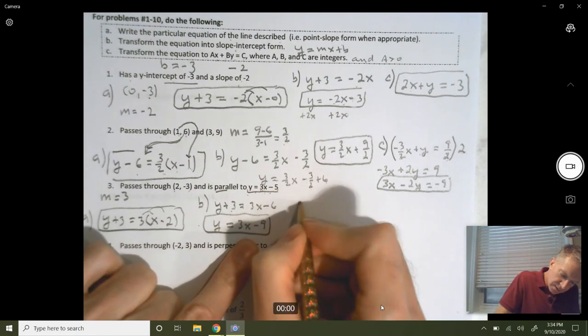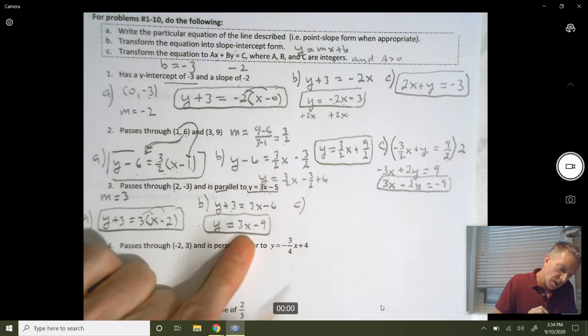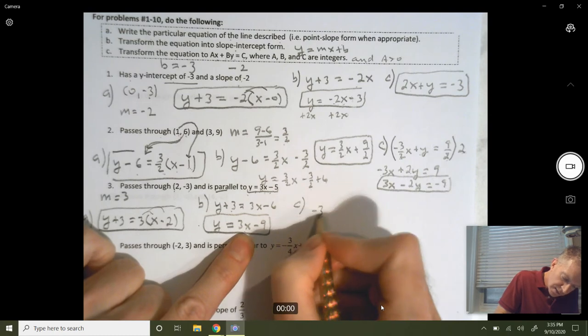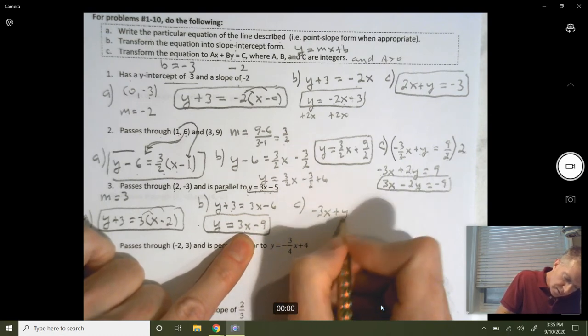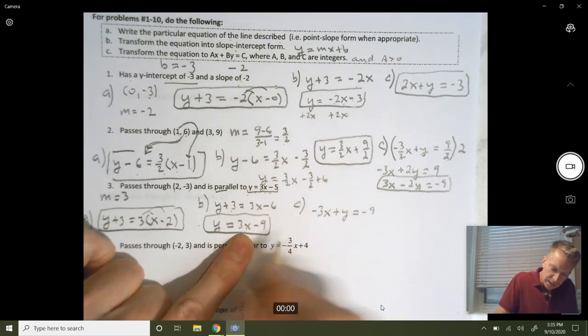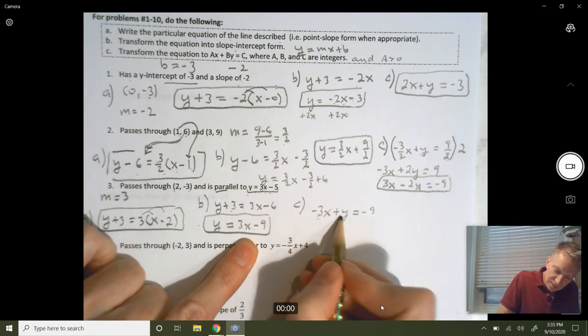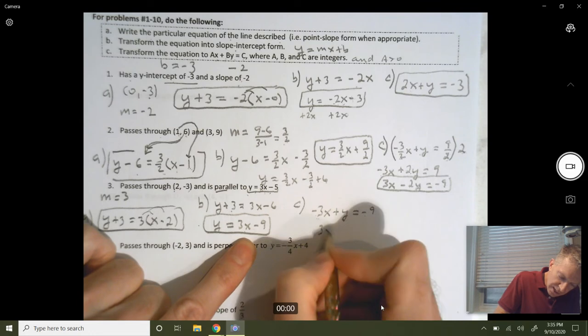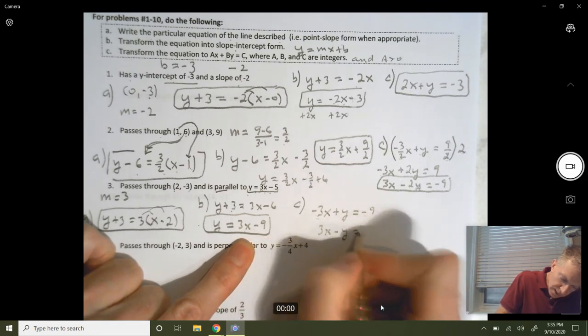And finally, standard form, I want the x's and y's on the same side. So I'll move that 3 to the other side. And a, b, and c are all integers, so we're just going to make sure that a is positive. 3x minus y equals 9.